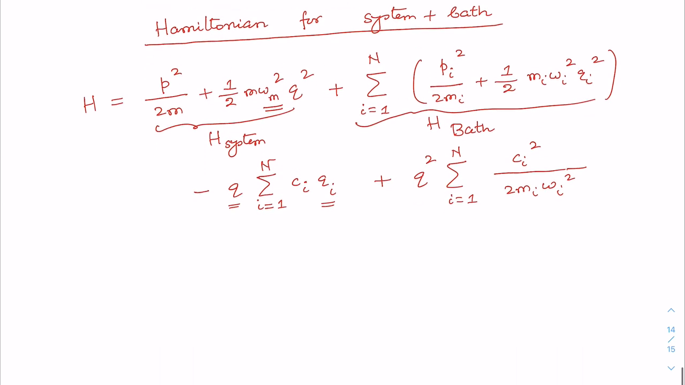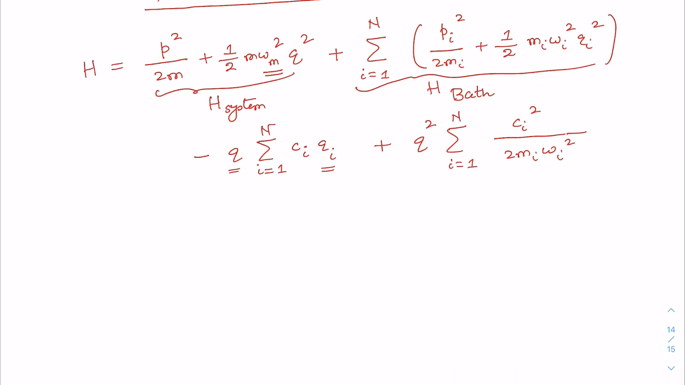Now from this Hamiltonian, we can write down the first order differential equations for the bath and the system variable. So you recall that the equation of motion we can write in terms of the Hamiltonian like this. q j dot is equal to del H del p j, and we have p j dot that is equal to minus del H del q j. Okay, so using this we can write the equations for the system.